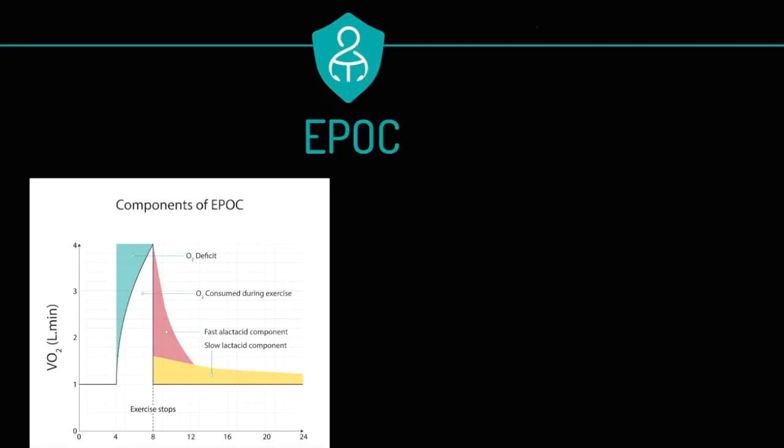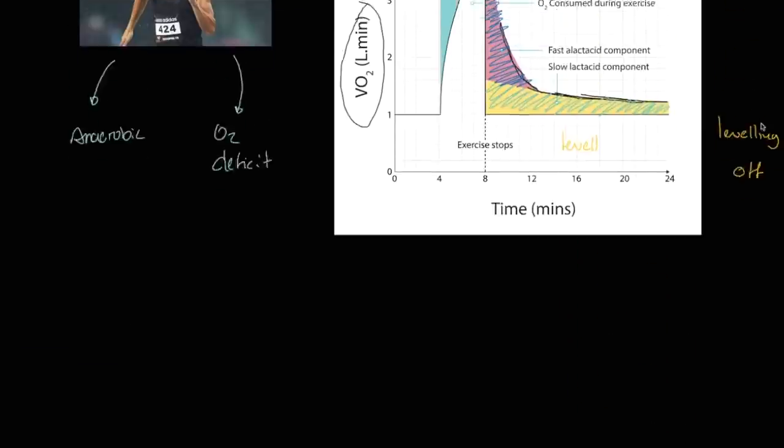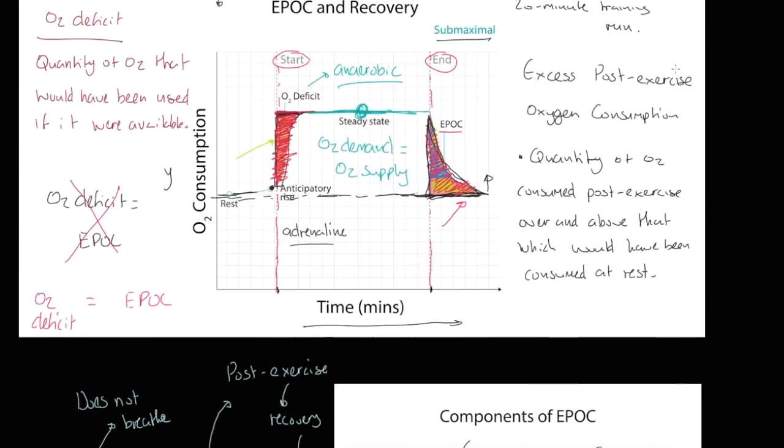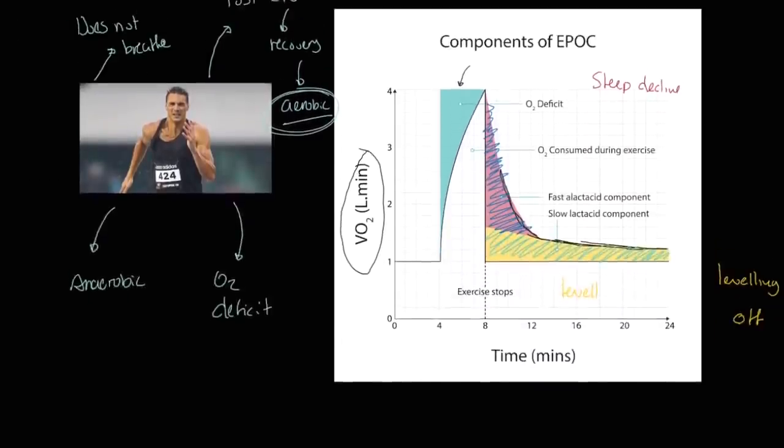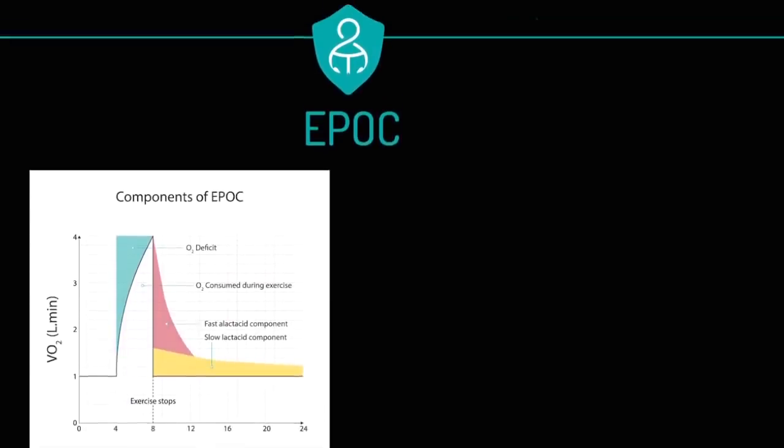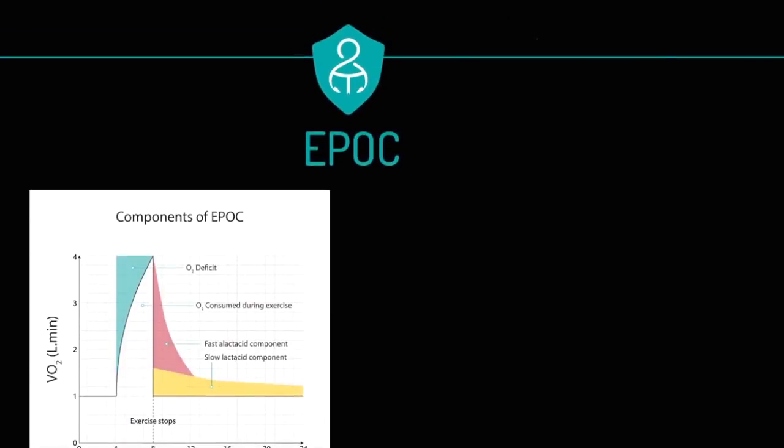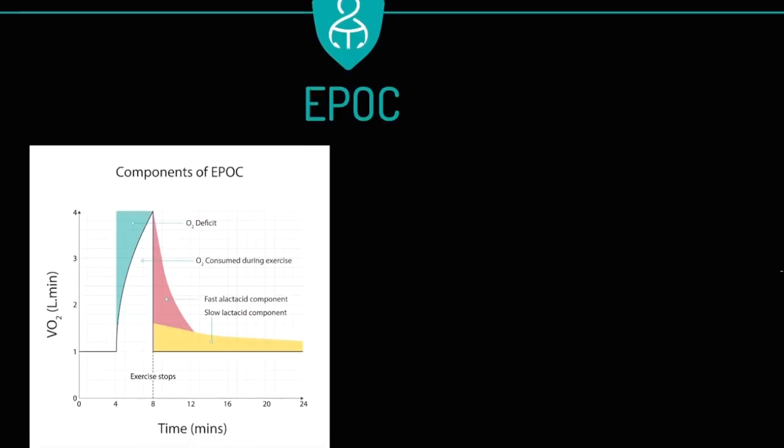Okay, so EPOC, remind yourself, it is the excess post-exercise oxygen consumption. I wrote it down up here somewhere, didn't I? The excess post-exercise oxygen consumption. Make sure you know that, all right? You need to know that the P is post-exercise, for example. It literally tells us what it means. Excess, the additional post-exercise, after-exercise oxygen consumption, the quantity of oxygen consumed post-exercise over and above that which would have been consumed at rest. It is an exact, specific definition of the concept.